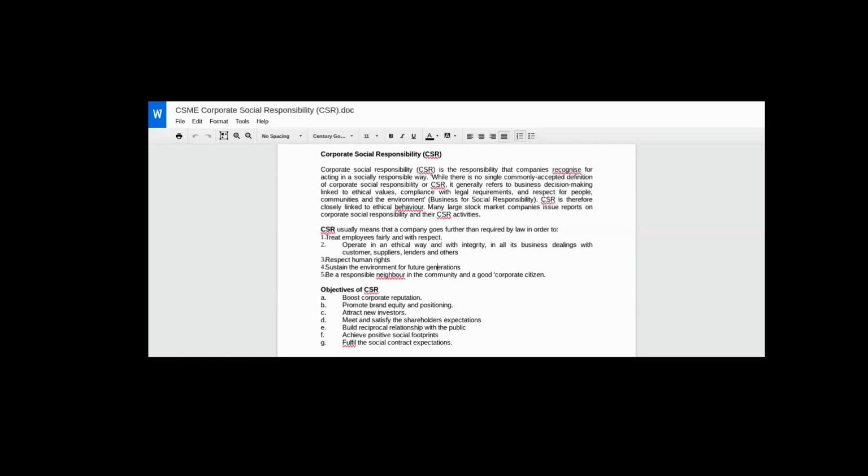So CSR here also tells us to be responsible for our neighbors in the community and be a good corporate citizen. That is what I call social responsibility. Because this community has given us the opportunity to commence our business, nurture the business, and grow, we are successful. They give us access to resources, light, manpower.